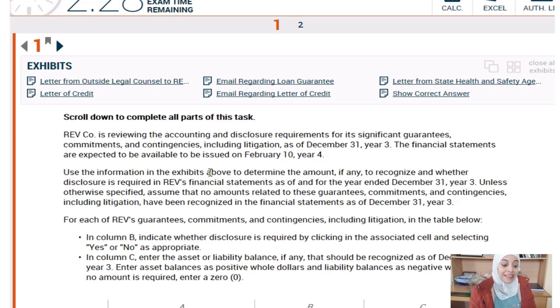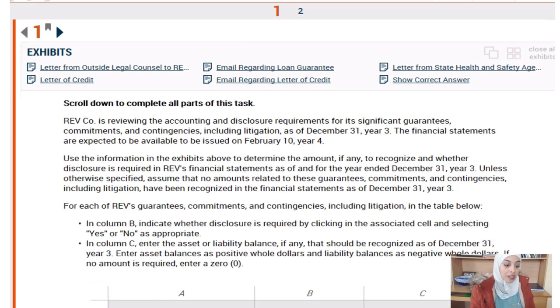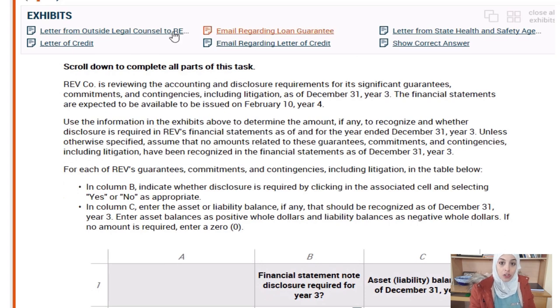Use the information in the exhibits above to determine the amount, if any, to recognize and whether disclosure is required in REF's financial statements as of and for the year ended December 31, year 3. So they're telling us to use the exhibits, and it is very important to pay attention to all the exhibits in the question and read them, because you're going to get your answers from reviewing those exhibits, okay?